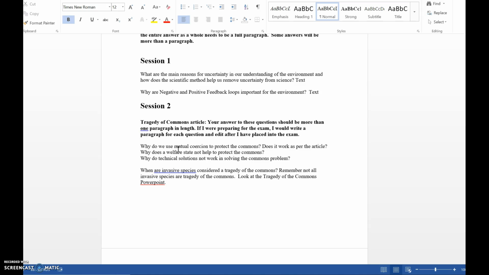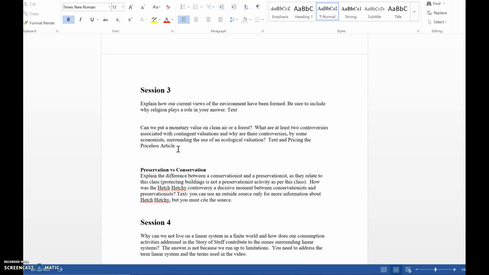When are invasive species considered a tragedy of the commons? Remember, not all invasive species are a tragedy of the commons. Look at the tragedy of the commons PowerPoint. I also went over this in one of the roundups.